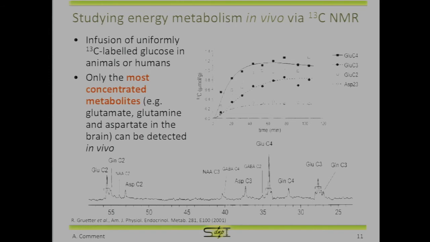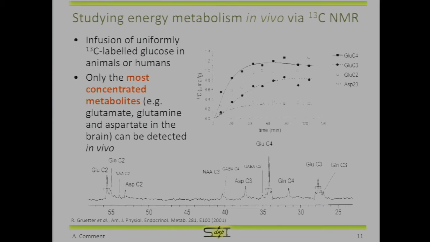It has been done for a while to study energy metabolism in vivo, at least for a couple of decades. This is an example from 2001, in humans. Basically, they infuse uniformly labeled glucose in a human, and what you can see is a lot of things: glutamate, aspartate, and so on. You can also follow the time course, and see how each molecule is produced as a function of time. I have nothing against this study. It's beautiful.